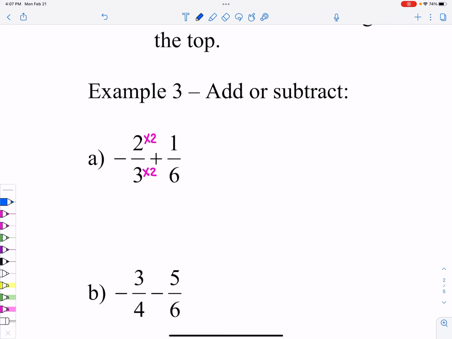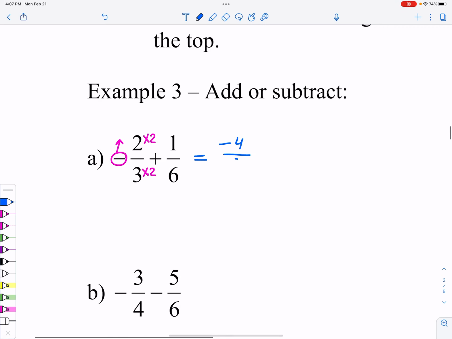And remember that this negative in the middle is going to go with the top. So I'm going to put a little arrow to show that it's going with the top. So here I have negative 2 times 2. So this becomes negative 4 over 6 plus 1 over 6.